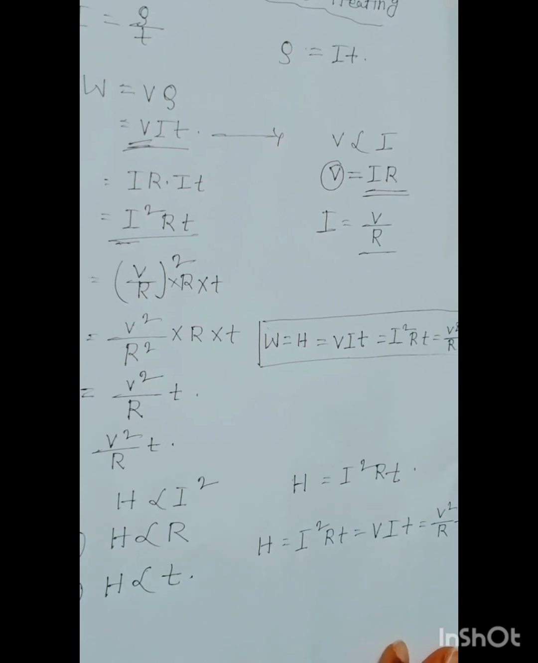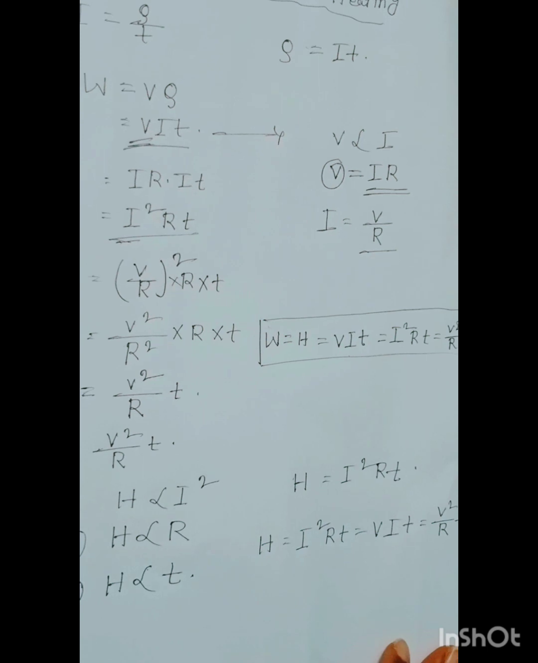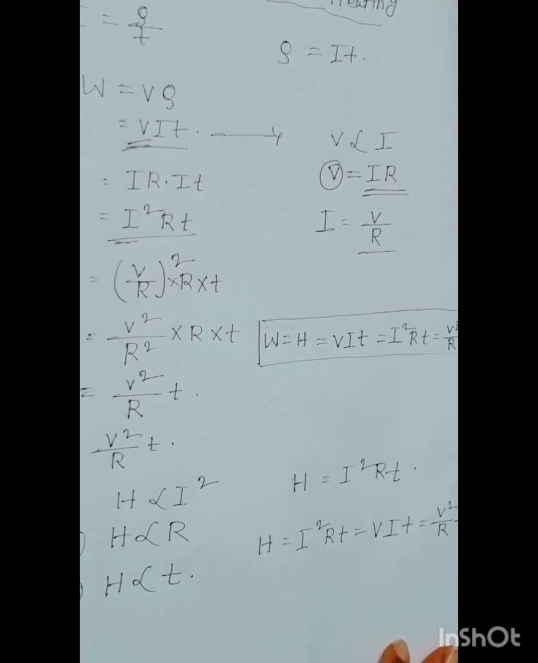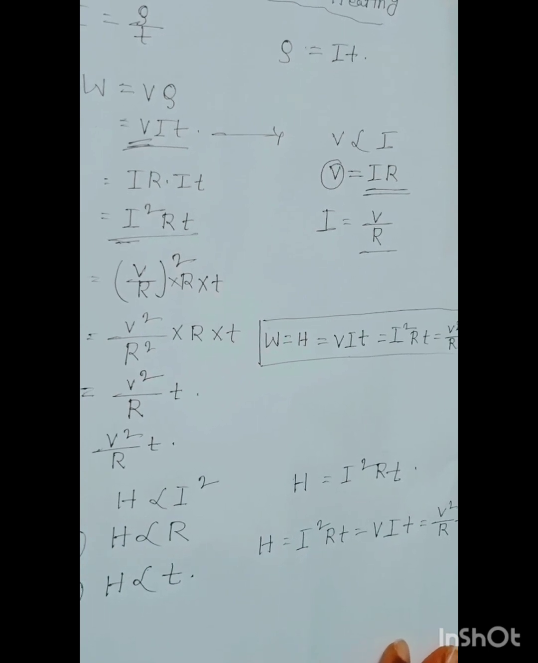So if a high amount of current is allowed to pass through the wire, then the rate of heating of the wire increases, and if the given material of wire has higher resistivity, then the rate of heating increases.